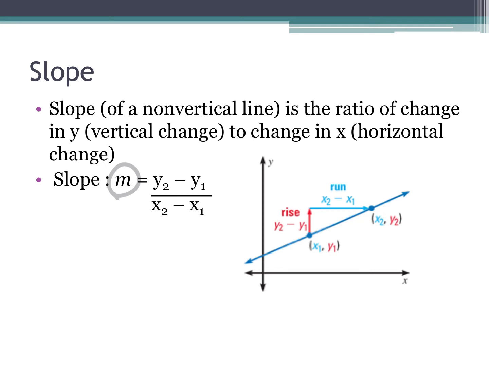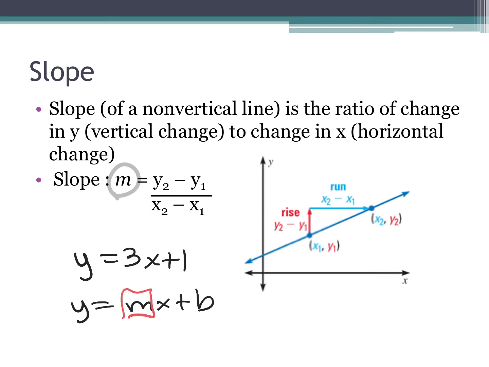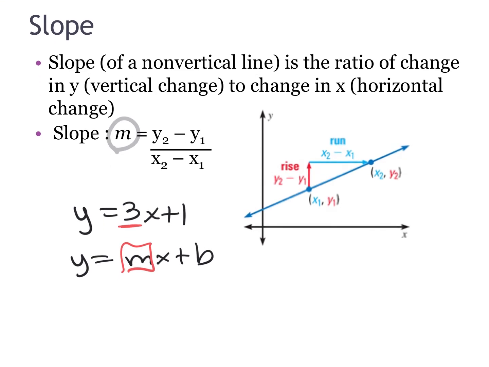And if you're given an equation, for example, like y equals 3x plus 1, we're going to see that this is in y equals mx plus b form, which is slope-intercept form. And the slope is always located in front of x when it's in this form. So we could also pull the slope out of an equation, and the slope of this line would just be a 3. So again, slope is defined as rise over run.